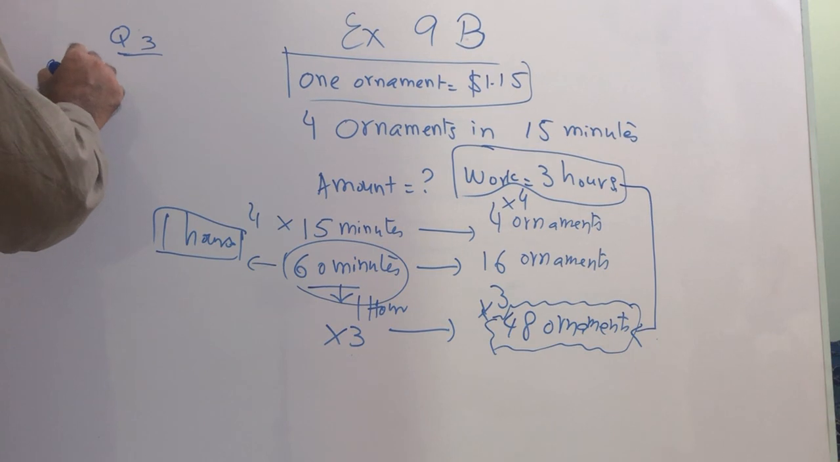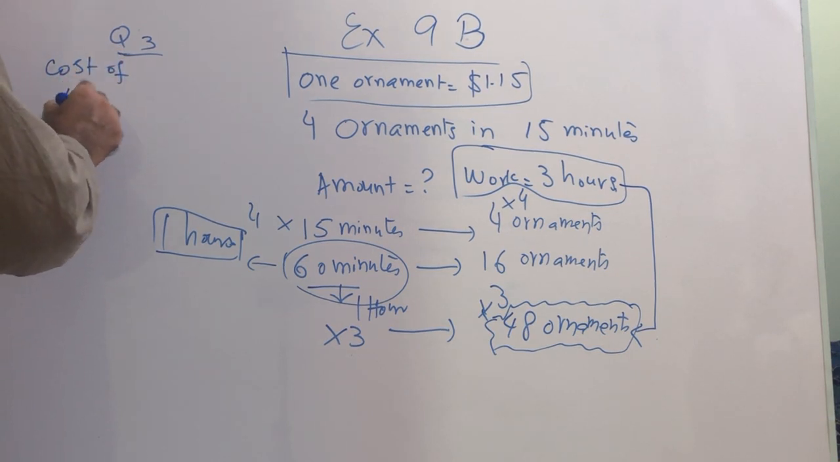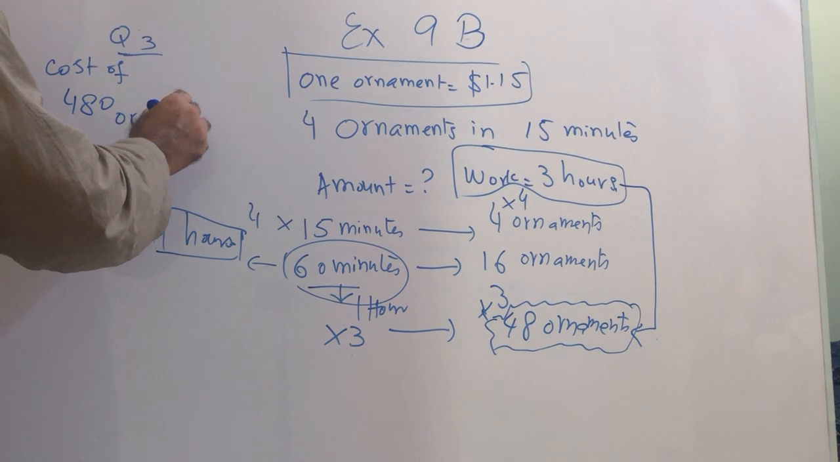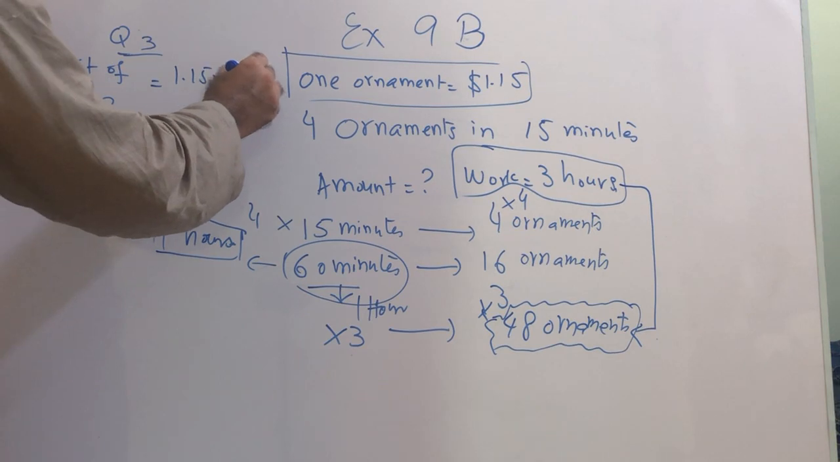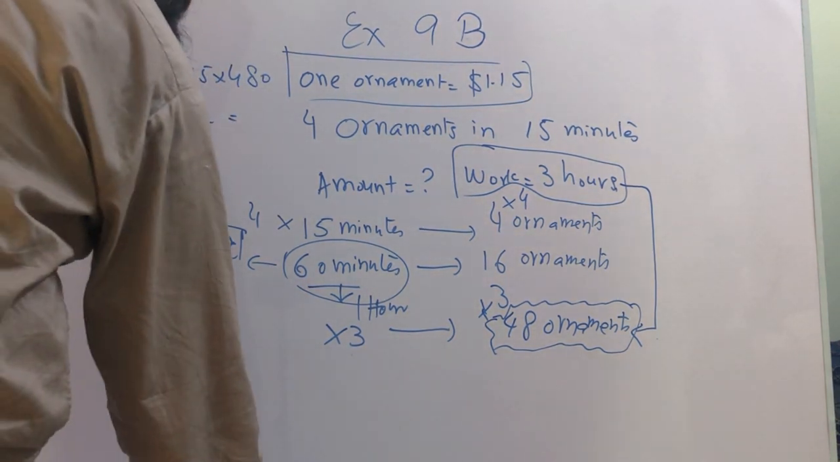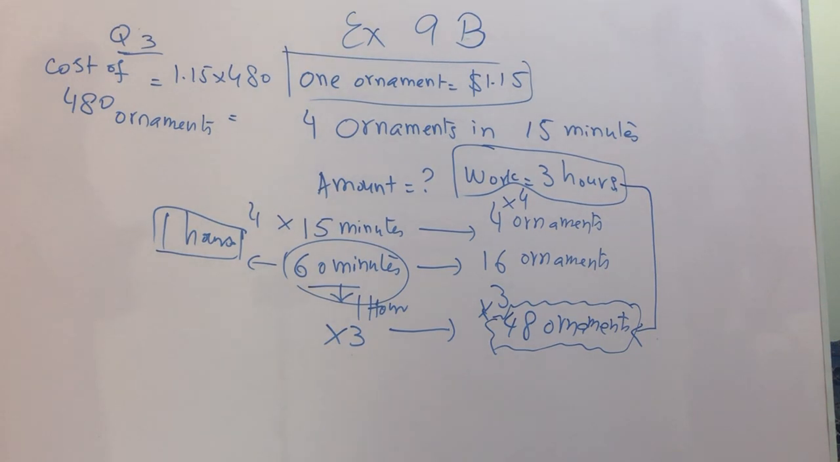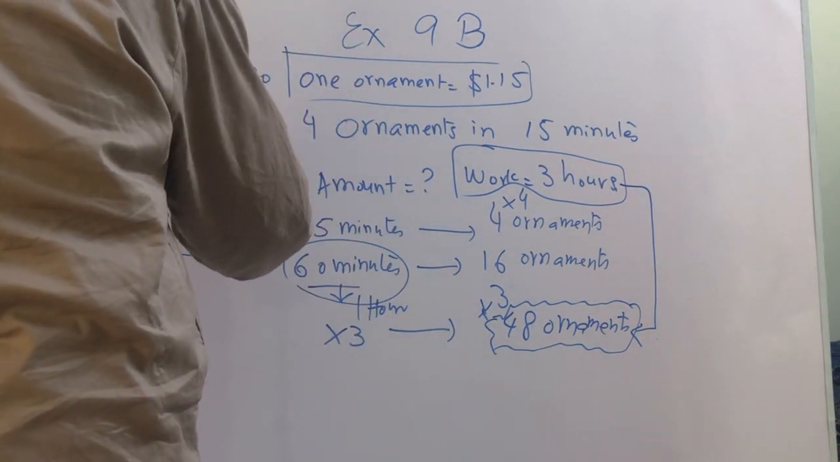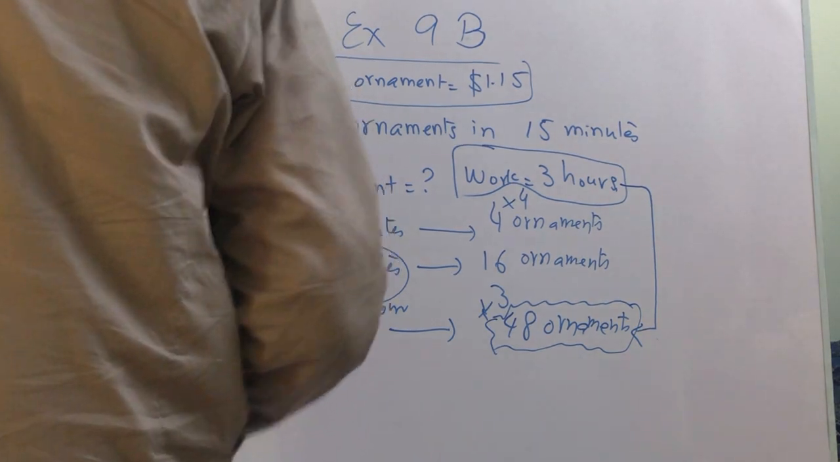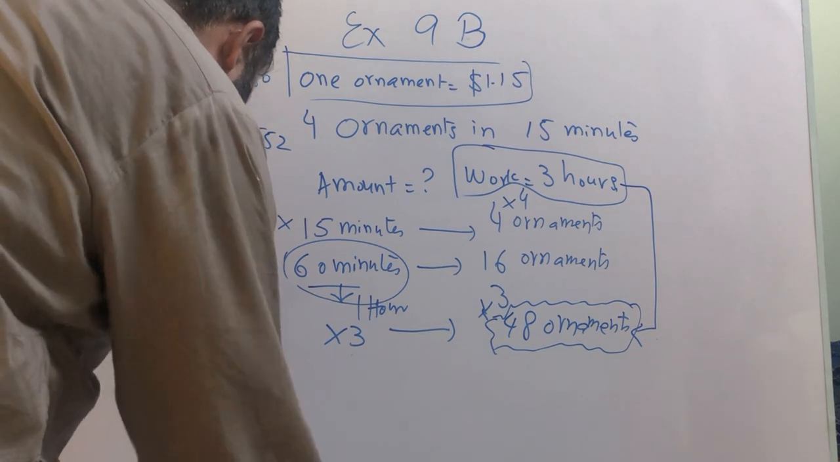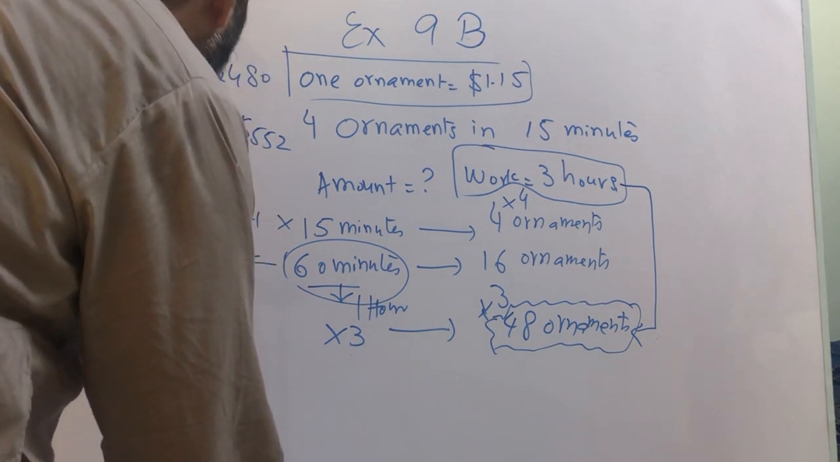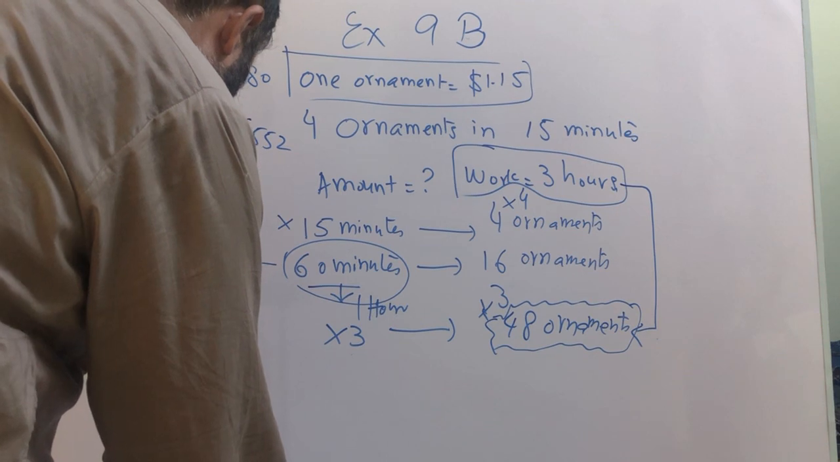So cost of 480 ornaments will be 1.15 into 480. So we'll just multiply 480 into 1.15. It becomes 552. This is the answer for question number 3. It was a simple question.